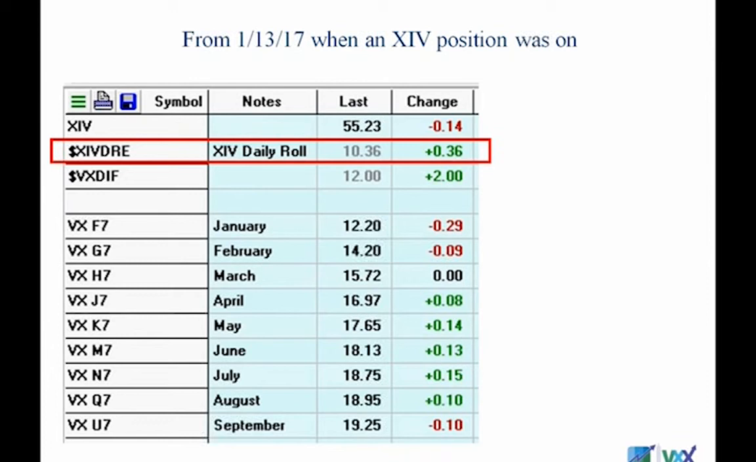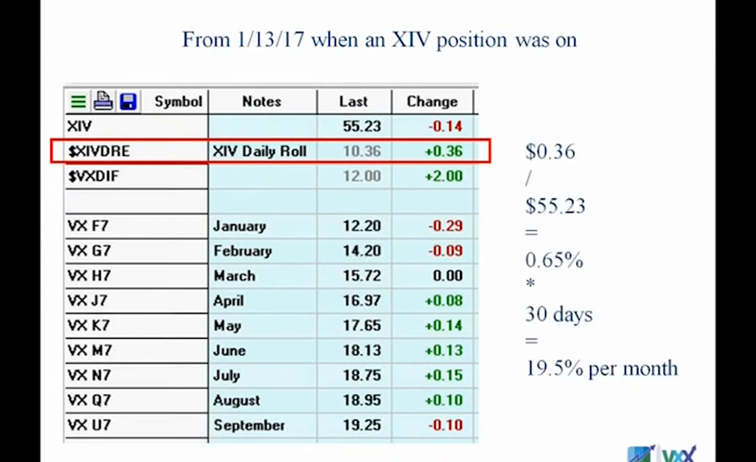In Option View, and you have access as a subscriber to this data, the daily roll effect for that day, if you were long the XIV, that credit we were talking about, was basically 36 cents. So how much is 36 cents when the XIV is at 55.23? When you run the numbers, that turns out to be about a 0.65% gain, just simply wrapped up in that daily roll. This is on a calendar day basis, so times 30 days, at that pace of 36 cents, that's a pace of 19.5% per month.